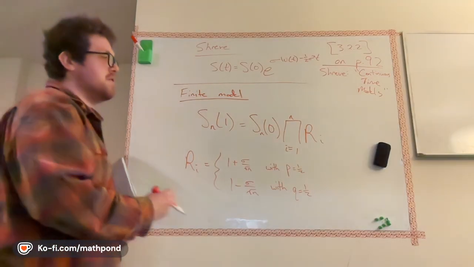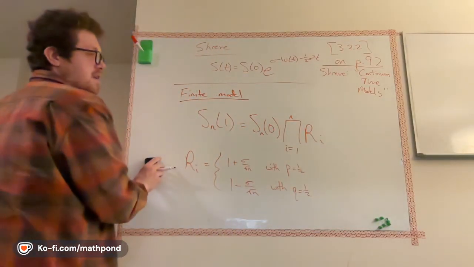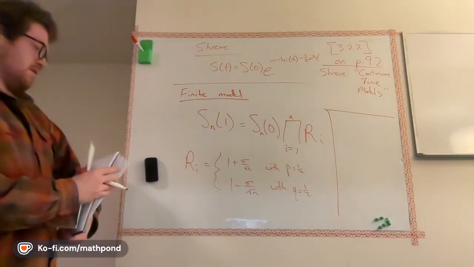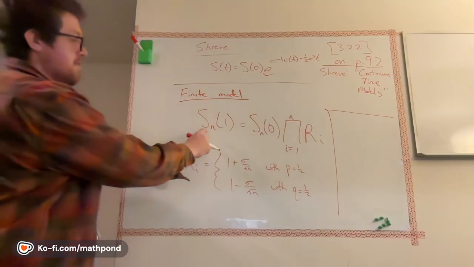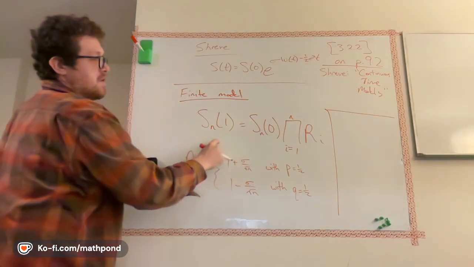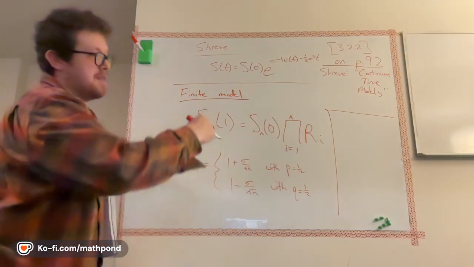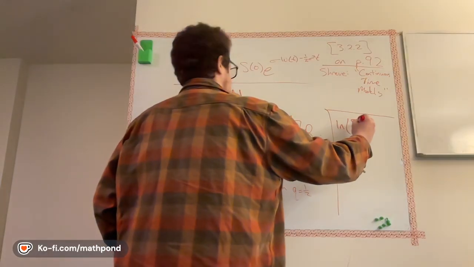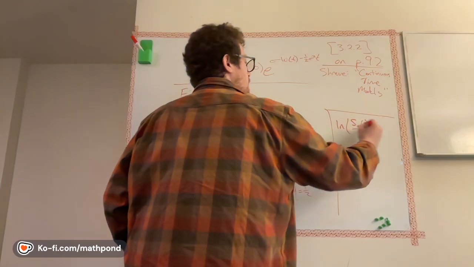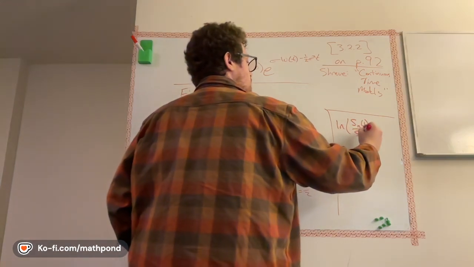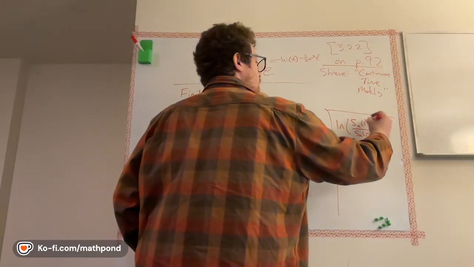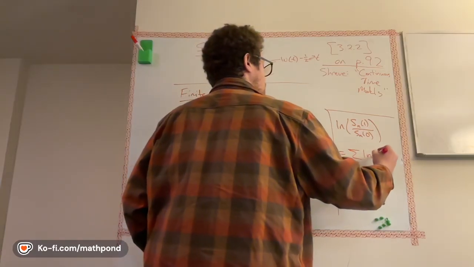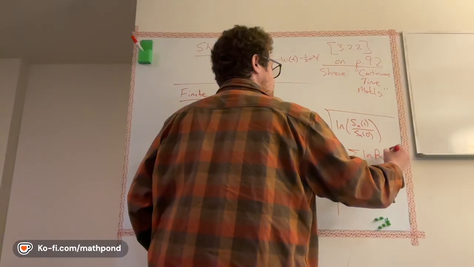So what we're going to have to do is take a log. We need to look at the random variables that are the log of the division of these two, because that's going to be the sum of the log of the ri's. So what we want to be looking at is the log of Sn of 1 over Sn of 0, and this is a sum of the logs of the ri's.